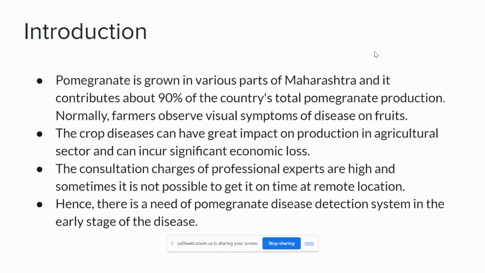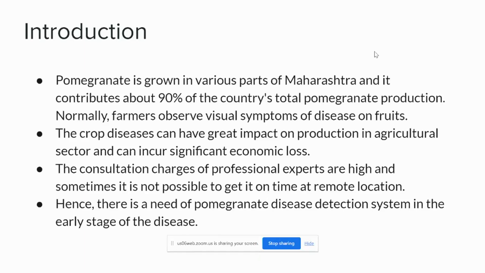So the introduction for this study: as we all know, pomegranate is an essential fruit, and it has various health benefits and economic value. Pomegranate is grown in various parts of Maharashtra, and it contributes about 90% of the country's total pomegranate production. But the various diseases present in this fruit can affect the quality of the fruit, which results in huge economic loss. And farmers have to continuously check and detect if there are any diseases present in the fruits.